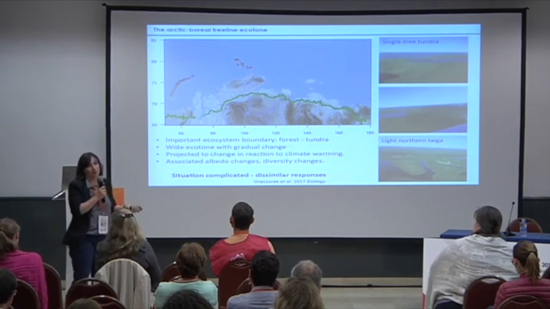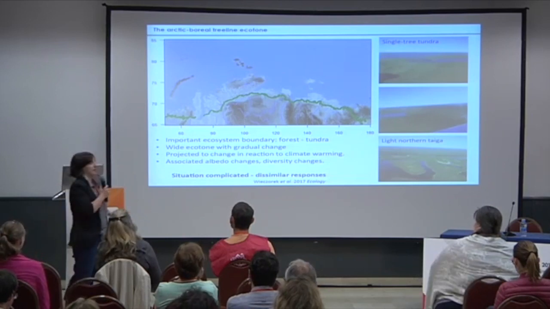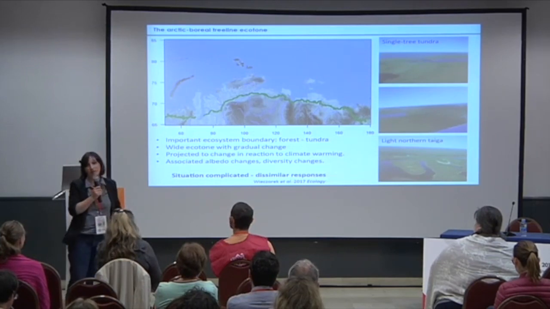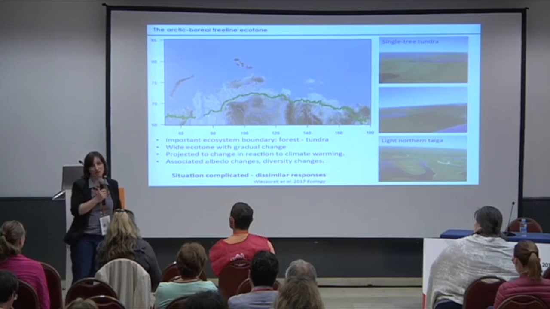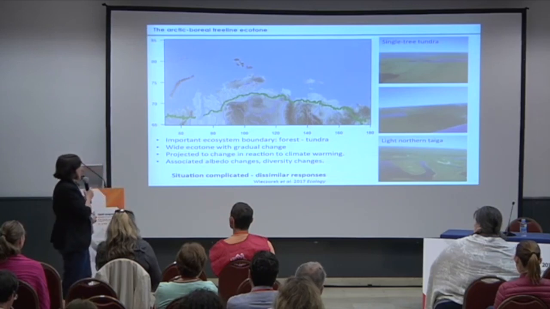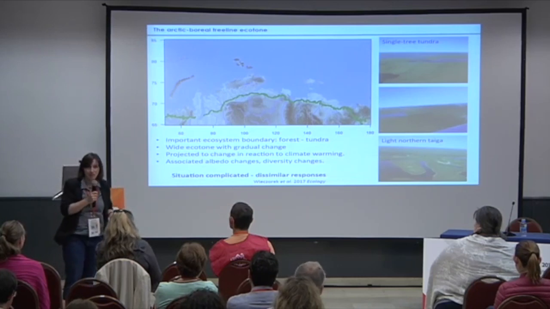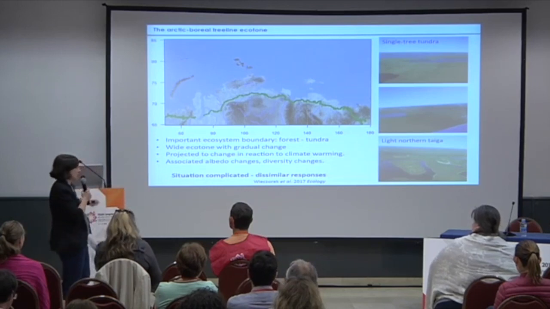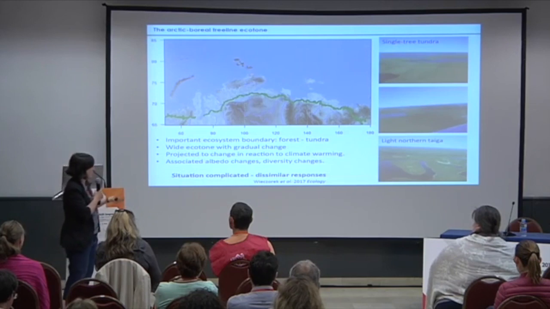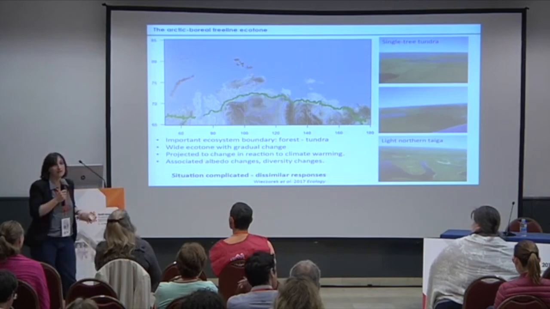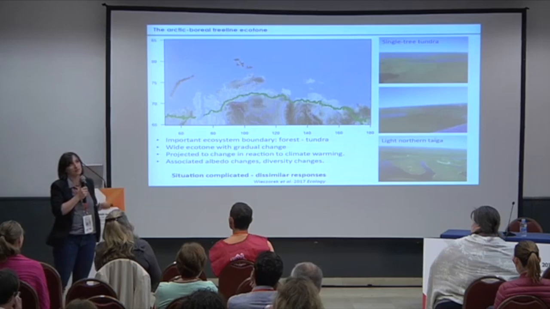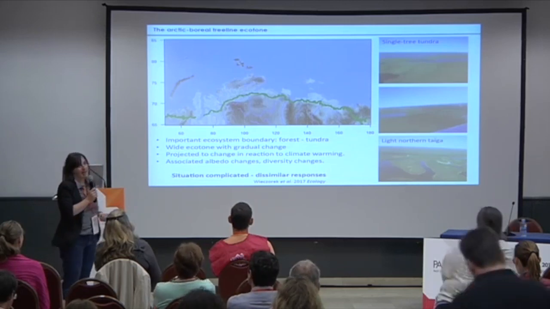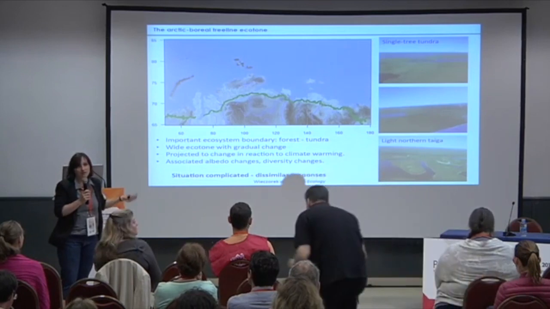And this whole ecotone is projected to change with climate warming. And there will be associated albedo changes and, of course, biodiversity changes, which I, as a biologist, am particularly interested in. The situation is not as simple as you might think. It's not just trees going up north, but it is actually more complicated. And we just had a paper now accepted in Ecology showing that there are dissimilar responses in different parts of the tree line, that it's not all reacting identically. And so the situation is complicated.